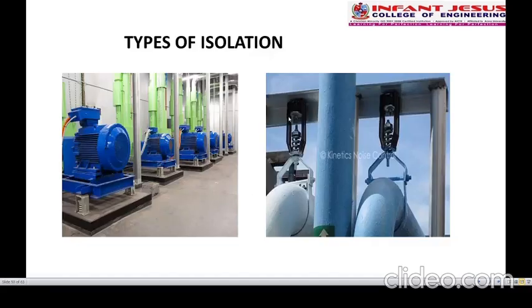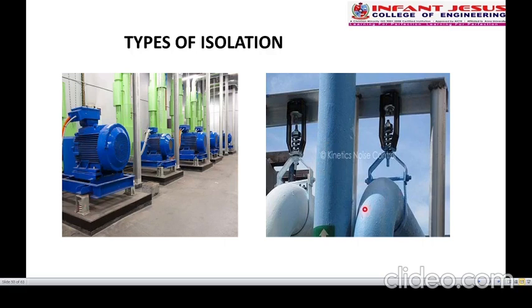Here you can see some types of isolation that are given in the machine. Here this is a machine, and this is the foundation. The vibration which is transmitted from the machine, see, there is a spring and damper provided. So all the vibrations cannot be transmitted to the foundation. The foundation is protected by this system. So this is force isolation.